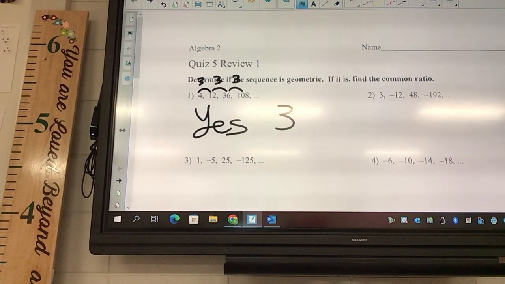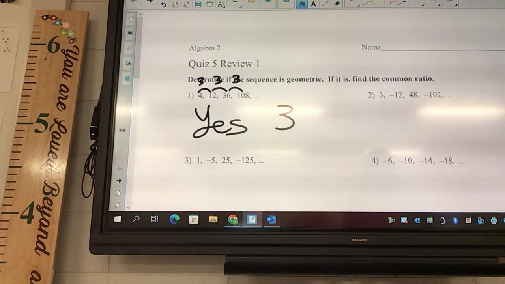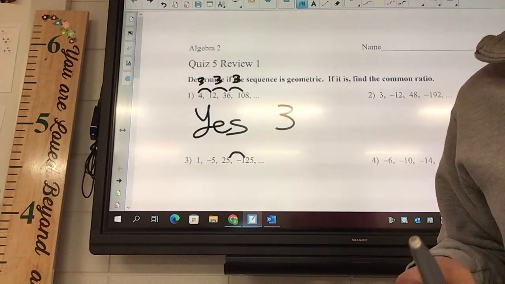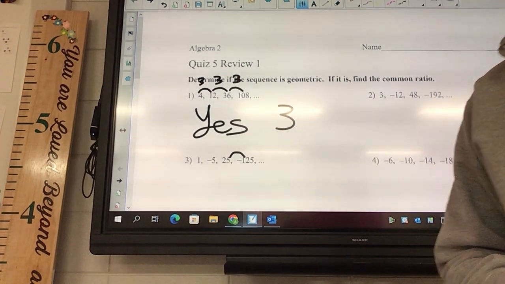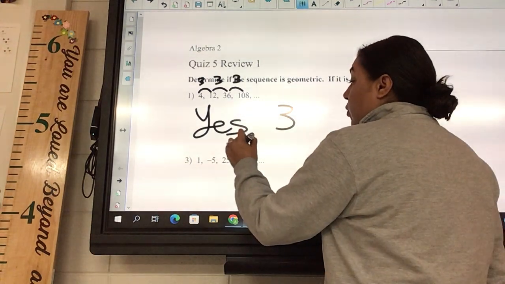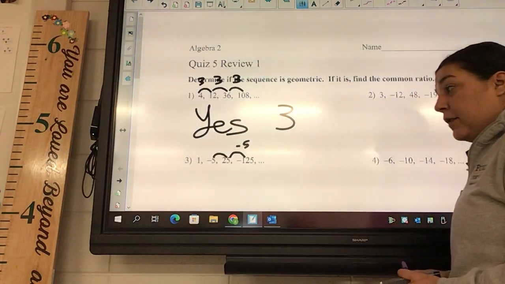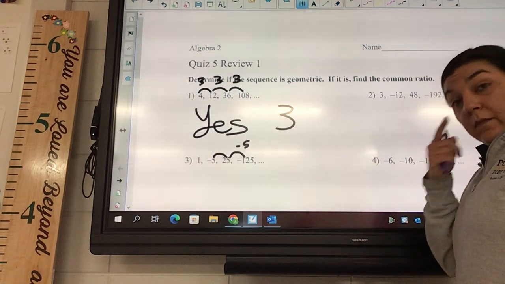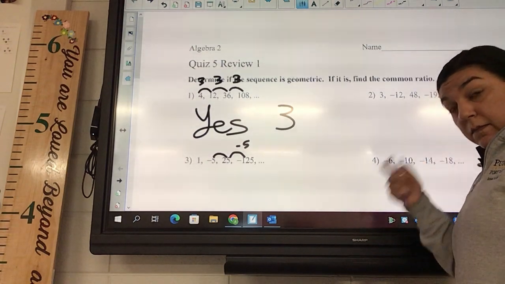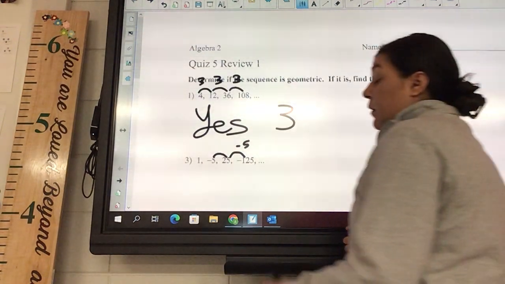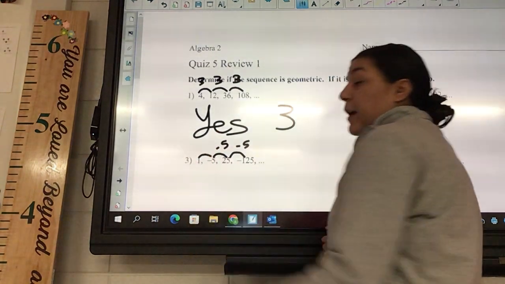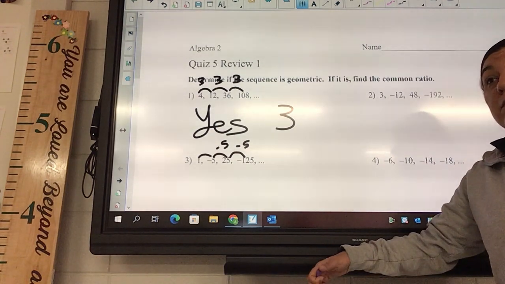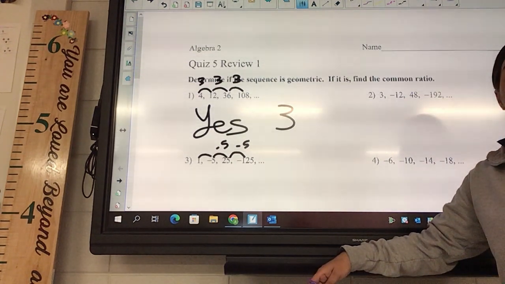Okay, number 3. Negative 125 divided by 25 is negative 5. 25 divided by negative 5 is negative 5. Negative 5 divided by 1 is negative 5.